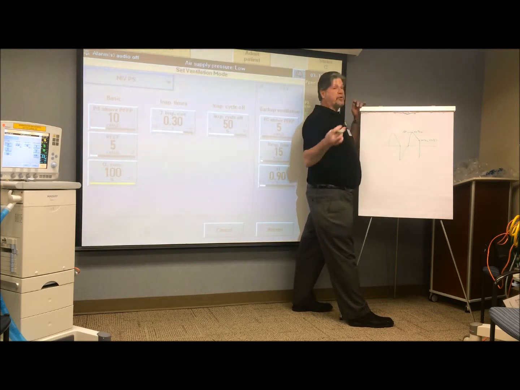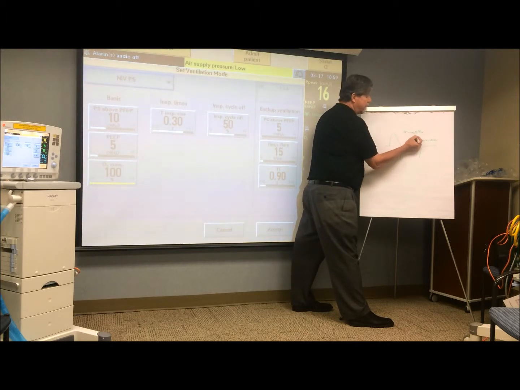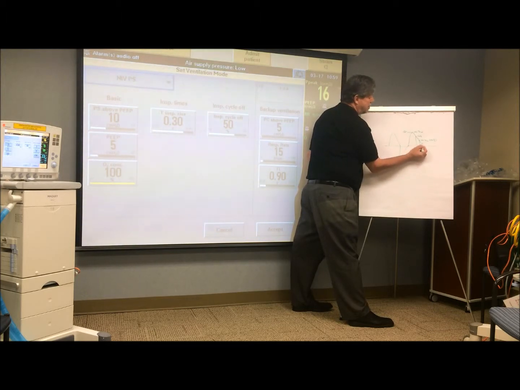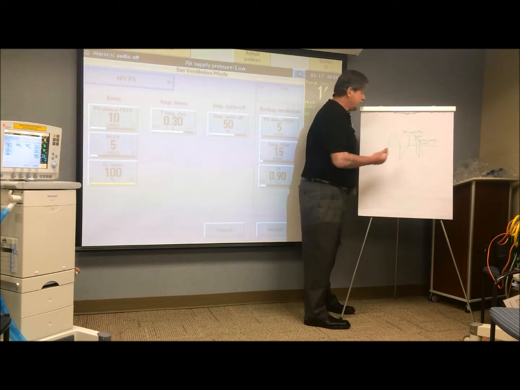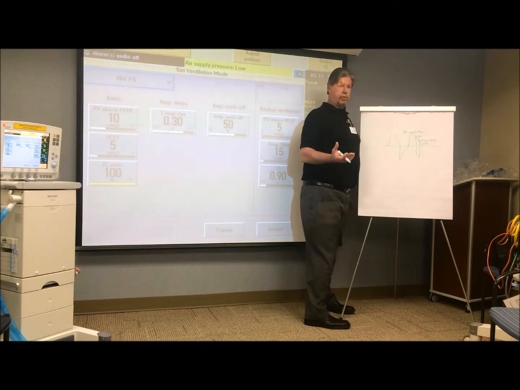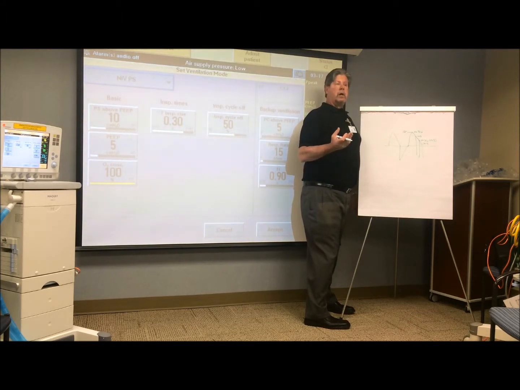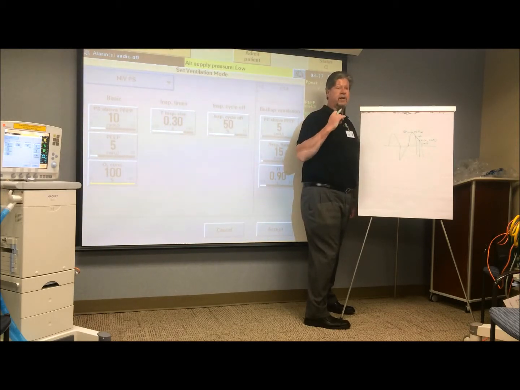So if we set our inspiratory cycle off at 70%, the ventilator would cycle off here. If we set it at 30%, the ventilator would cycle off there. So in theory, the way we breathe, we want to breathe until we're full, right? And when we're full, flow stops. So in theory, we would like the inspiratory cycle off to be set at 0% of peak flow.